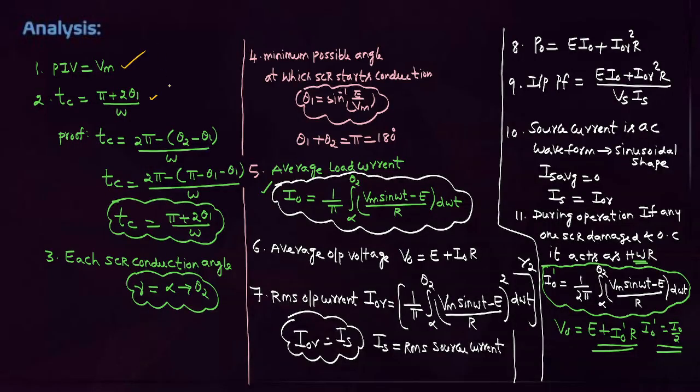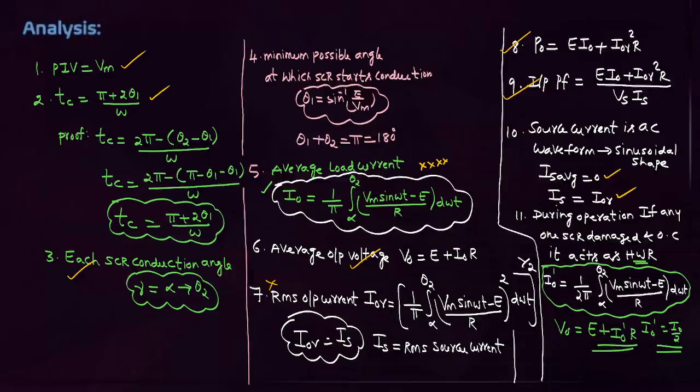The circuit turn off time is pi plus 2 theta 1 by omega. Each SCR conduction angle is theta 2 minus alpha, that is alpha to theta 2 means theta 2 minus alpha. Then what is the average output current, students? This is the average output current expression. You have to use this formula, or I will give the direct formula also. From that formula also directly you can calculate. This is the average output voltage formula, but no need to practice the RMS output current formula. This is the output power and input power factor. Direct formula you have to remember. The average source current is 0. Then RMS source current equal to RMS load current.